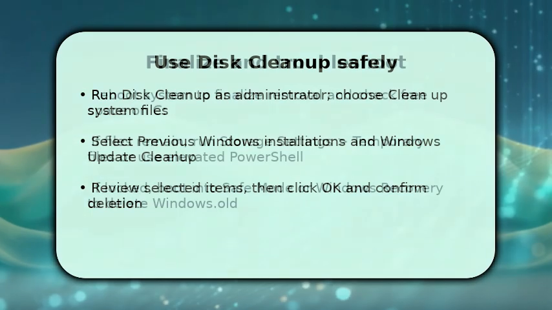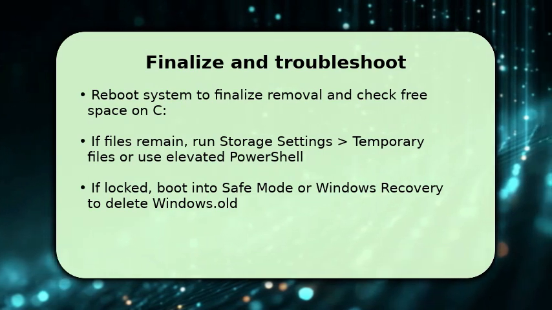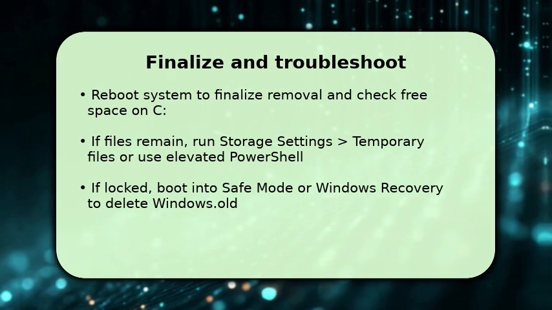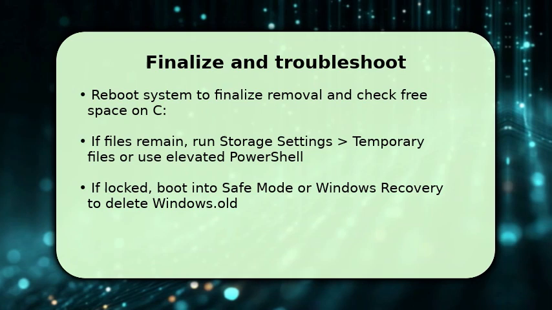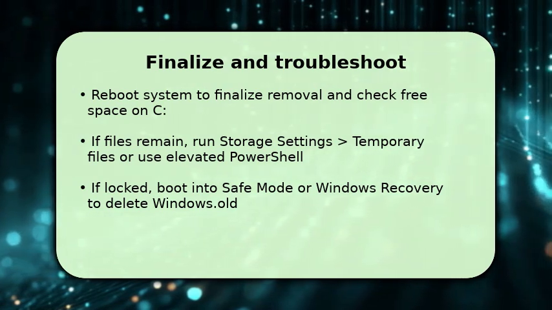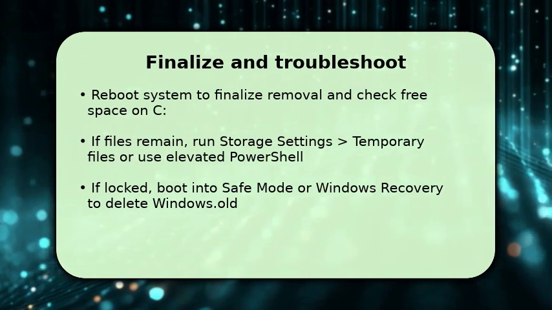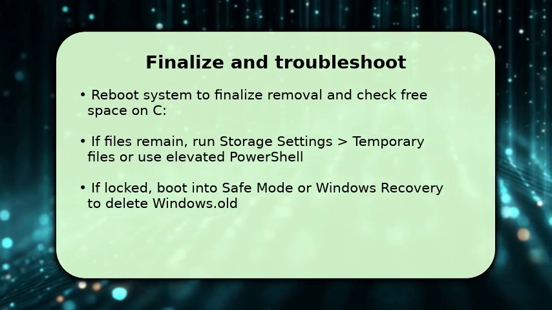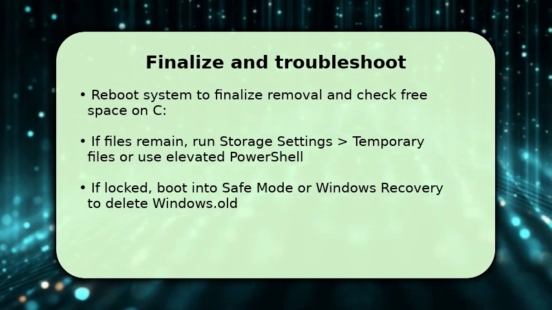If Windows.old still appears, open Storage Settings and use Temporary Files Cleanup or run an elevated PowerShell command to remove the folder explicitly. This preserves administrative control. If Windows reports locked files, boot into Safe Mode or Windows Recovery Environment and delete the folder there. One troubleshooting tip: if a file remains locked, identify the locking process with Resource Monitor before deletion to avoid system instability.